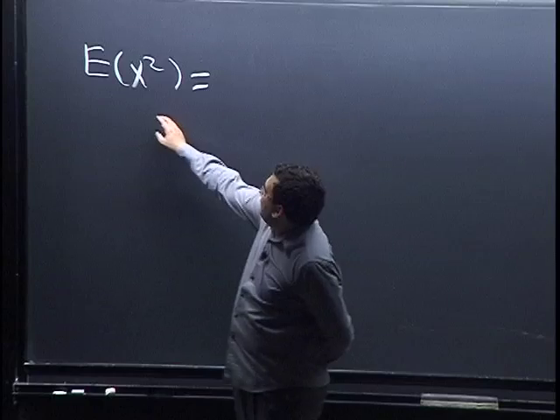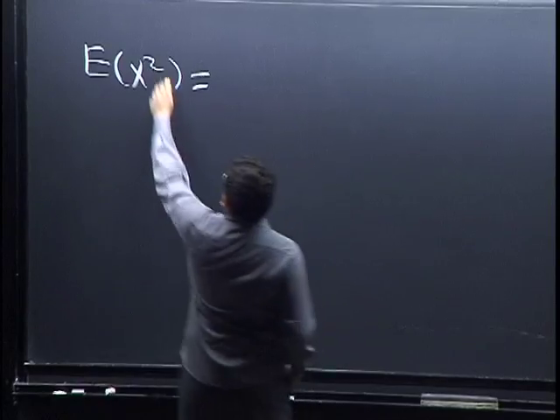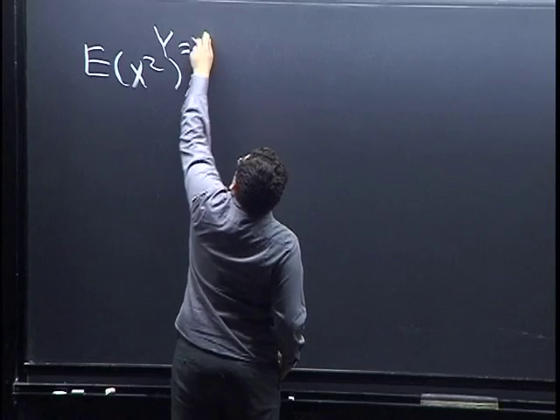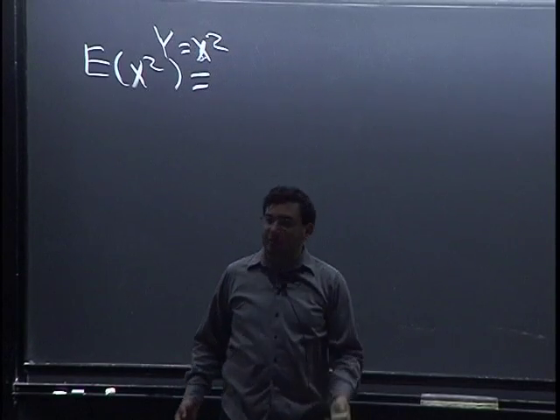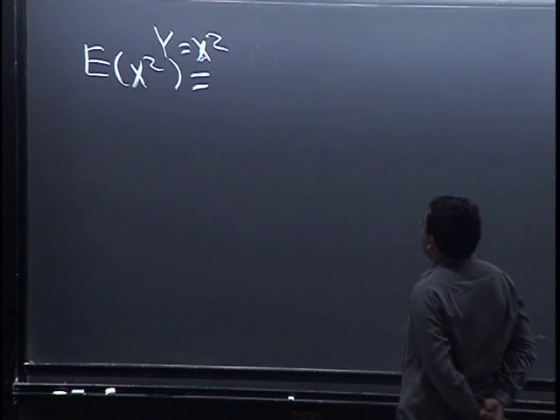Well, x squared is a random variable, right? Let's call that thing y. So let's let y equal x squared. Right? If we take a function of a random variable, it's a random variable. Okay, so y equals x squared. So that's E of Y.